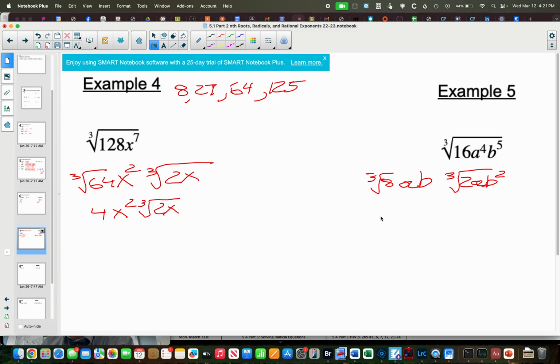All right, so let's simplify this. That's just 2. So it's 2ab cubed root. I'm trying to write neatly here. And inside the cube root is 2ab squared. All right, going well.